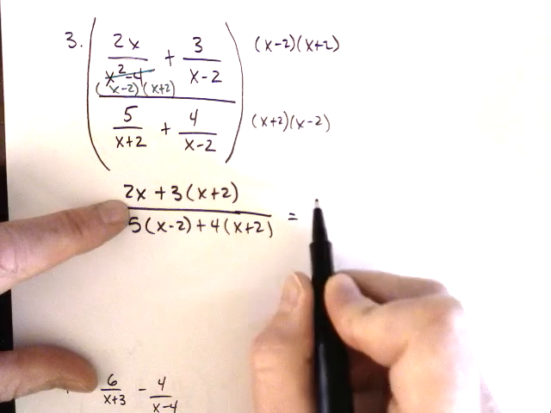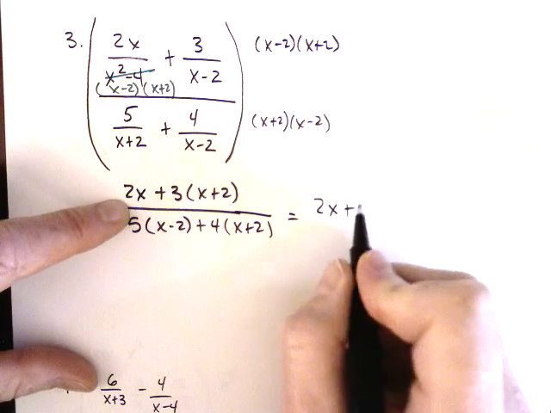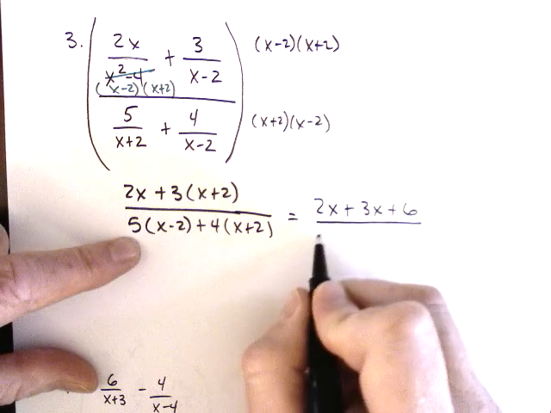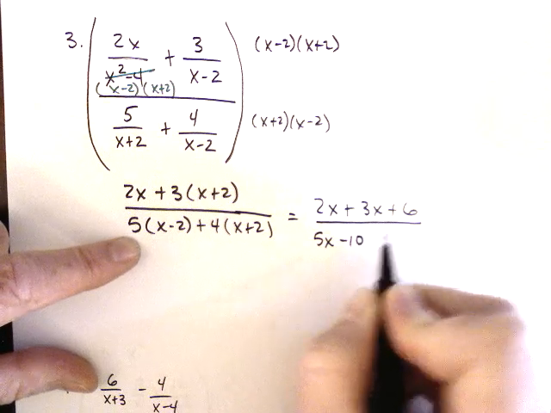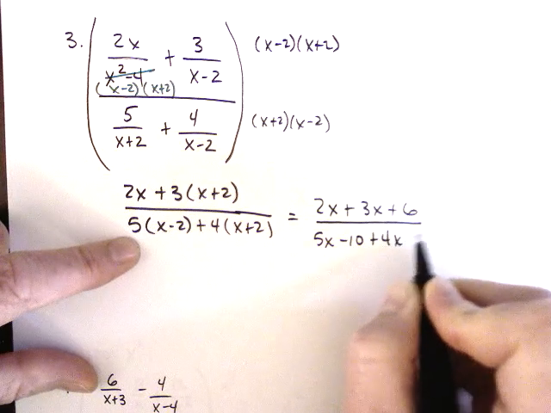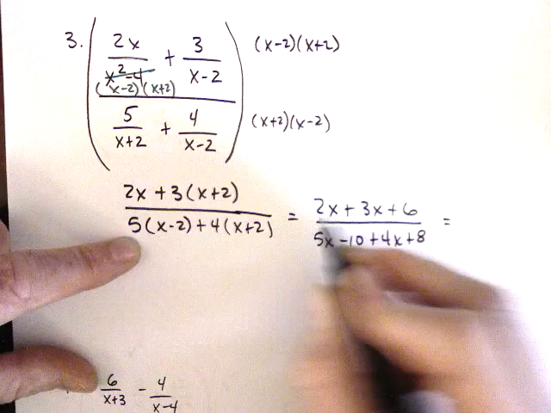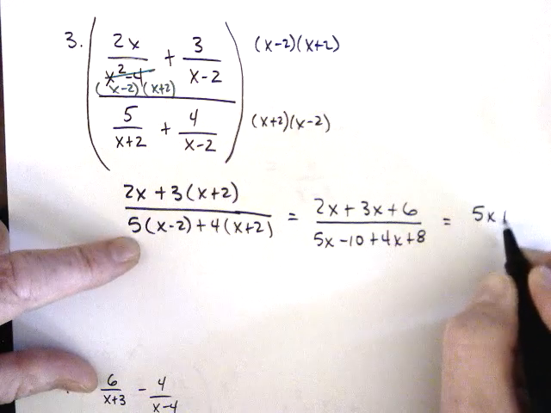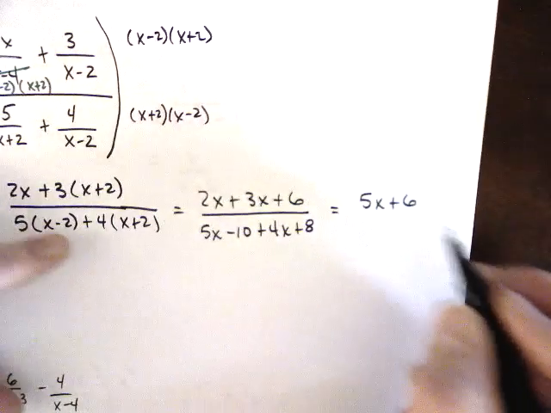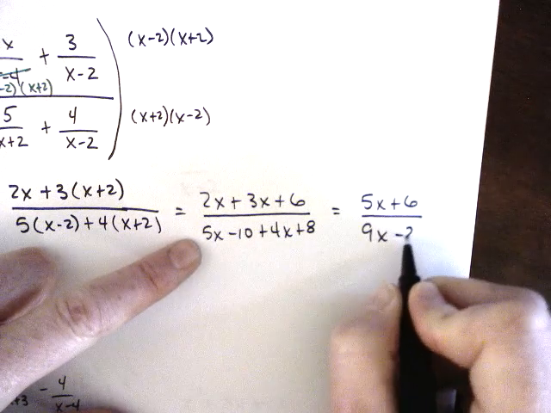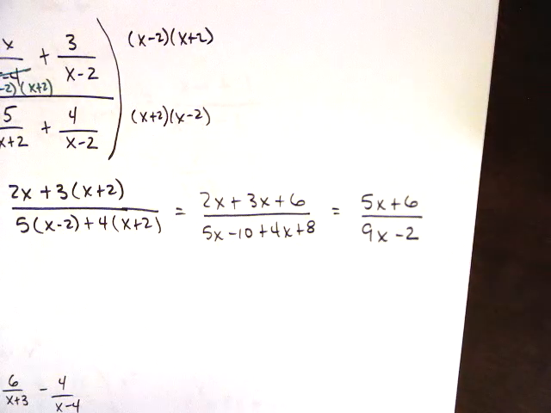We can multiply that out. 2x plus 3x plus 6 over 5x minus 10 plus 4x plus 8. And we can combine like terms. 5x plus 6 over 9x minus 2. Nothing can be done to factor that, so we are finished.